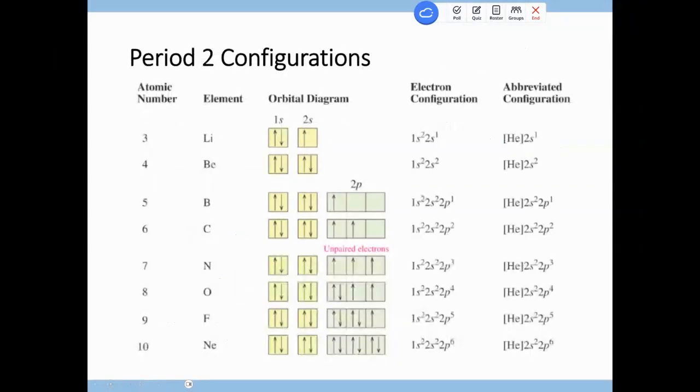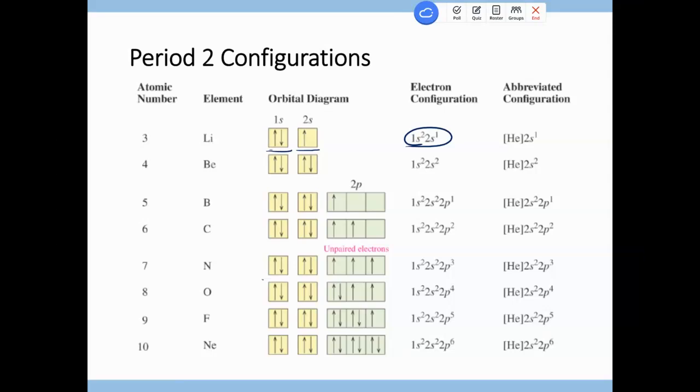This next slide here has configurations for all elements in the second period. Now for the orbital diagram, this is not arranged on an energy scale. They're just all listed next to each other. If you were to arrange these on an energy scale, you have 1s below, 2s below, 2p. As you get further and further away from the nucleus, you have higher energy orbitals. So we just did lithium. Lithium has a full 1s shell, 1 electron in the 2s shell. Here's the electron configuration for lithium.